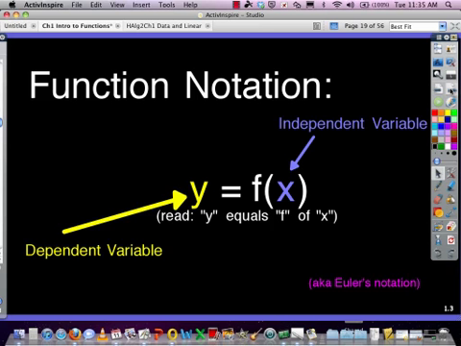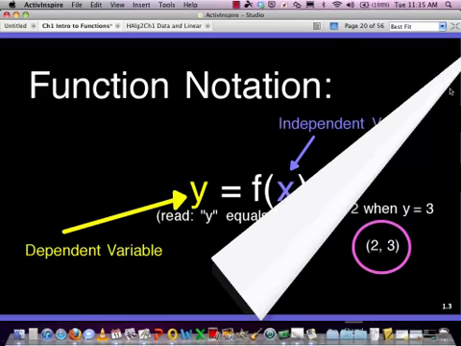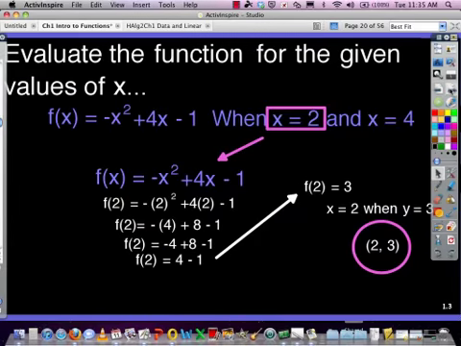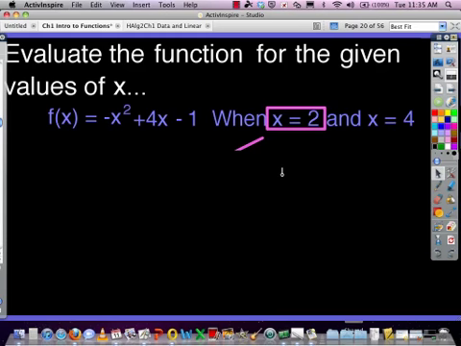Now, when you look at this, the f doesn't have to be an f. F is in a position where it could be called the indicator, meaning an index, a name, it sort of helps identify what you're doing. So on the next slide, an example: evaluate the function for the given values of x. The function written up top is f of x equals negative x squared plus 4x minus 1. And it says evaluate this when x equals 2 and x equals 4.